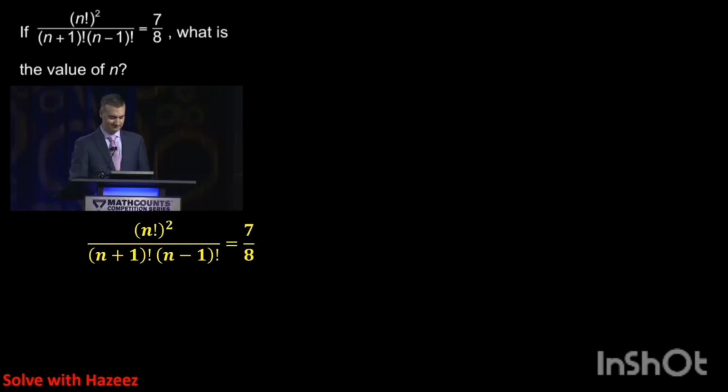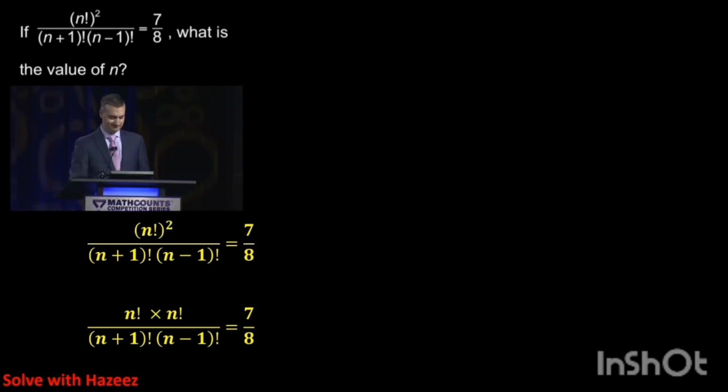Having a square at the numerator, we can write this equation to be n factorial multiplied by n factorial, because n factorial squared means n factorial multiplied by n factorial, then all over n plus 1 factorial multiplied by n minus 1 factorial equals 7 over 8.